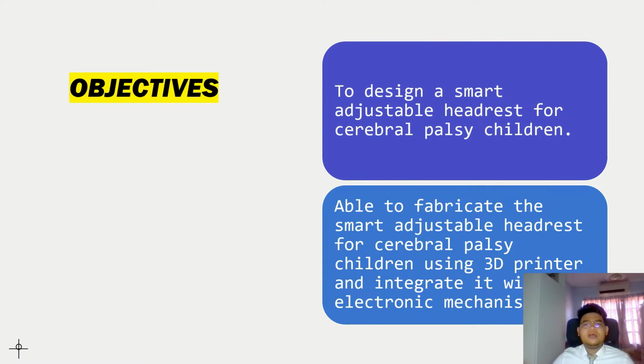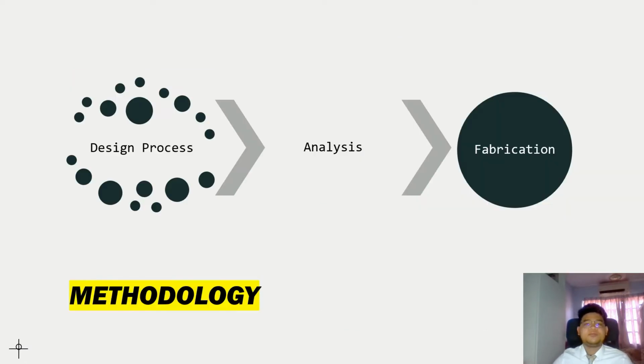Alright, so we move on. The objective is to design a smart adjustable headrest for cerebral palsy children, and to be able to fabricate the smart adjustable headrest for cerebral palsy children using a 3D printer and integrate it with electronic mechanisms.